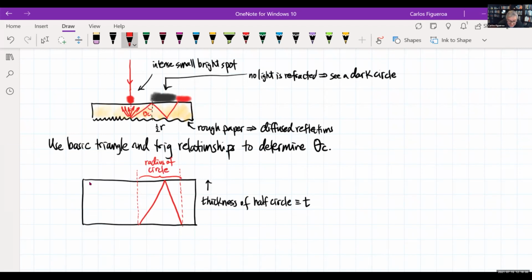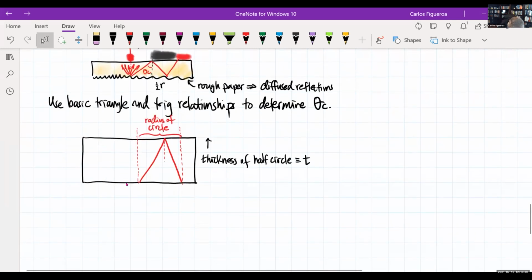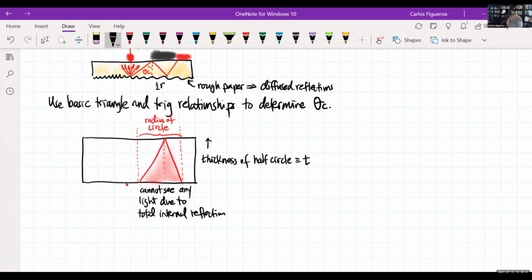Okay, that's the radius of the circle. In other words, when you look at this area here, this means that this whole area, you cannot see any light due to total internal reflection. So I have a triangle now.